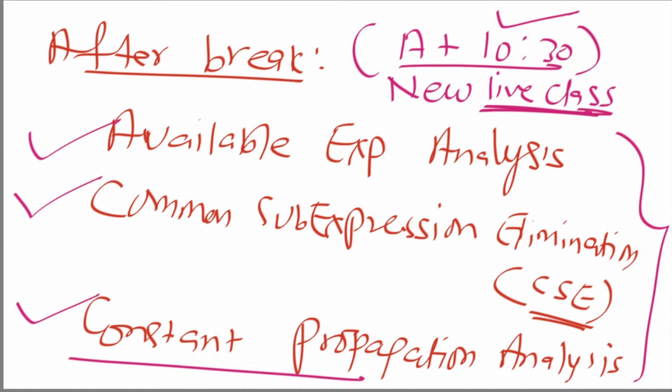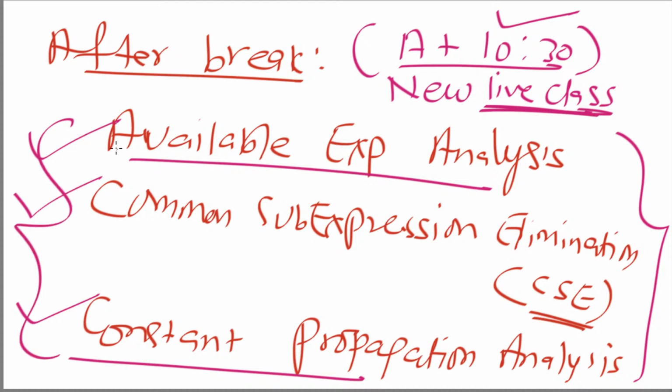Remember, this is very important that after the break we will do these things: available expression analysis, common sub-expression elimination, constant propagation. And these are very important because these are in the GATE syllabus. Liveness analysis we have done and these are remaining. Once we do these, then code optimization is done. And remember, I will take all the variations, everything we will cover.